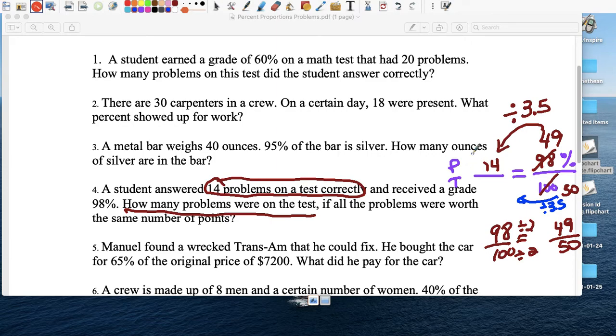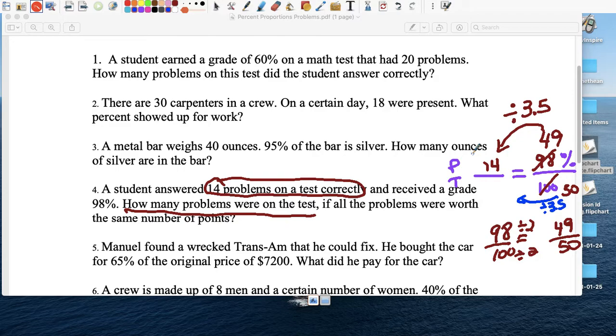Something is wrong. Divided by 3.5 equals 14.28. Hang on a second, guys. 14, that's okay. I still get an answer. Okay. Received grade 98. That's fine.